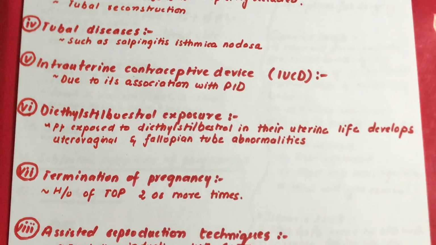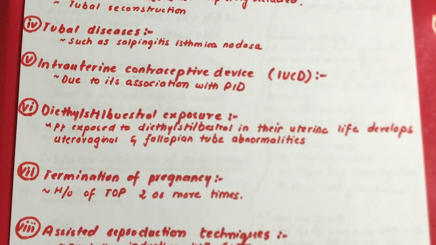Tubal diseases like salpingitis isthmica nodosa, characterized by formation of small diverticula in the lumen of the fallopian tube, are associated with increased incidence of ectopic pregnancy. Then intrauterine contraceptive devices. The increased incidence with IUCD is actually due to the association of pelvic diseases with the intrauterine contraceptive devices.